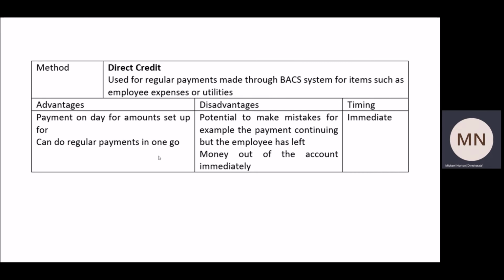So let's say you could pay Michael 12 months' worth of his salary, and you could set it all up in one go. Theoretically, a bit like a recurring journal, but you could make mistakes. Michael might leave 6 months in, and you keep paying me, and I'm going, thank you very much, that's great. And so you can have mistakes in here, and the disadvantage is money goes out of the account immediately. Time is immediate there.